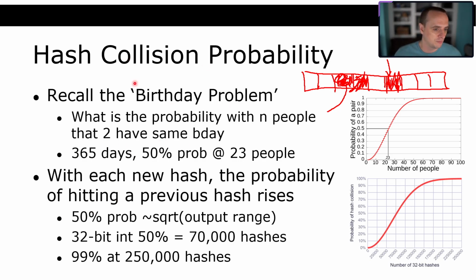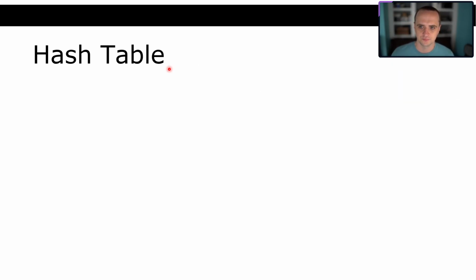However, it's the birthday problem, right? So we have a 50% chance of there being a hash collision among 4 billion possible values at 70,000 hashes. And at only 250,000 hashes, you have a 99% probability of there being a hash collision. So even if you have a really, really big array, you're still going to run into hash collisions after just several thousand inputs. And that's assuming a random distribution. We don't have a perfect hash function.